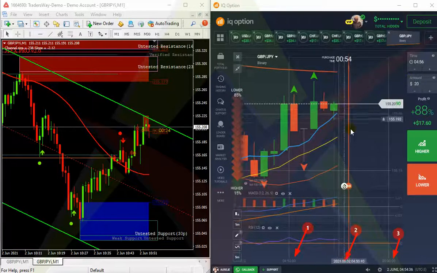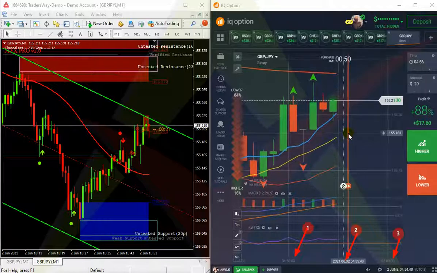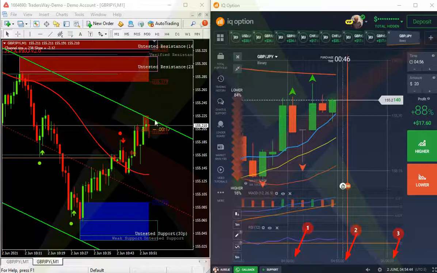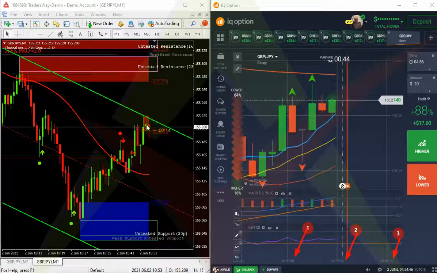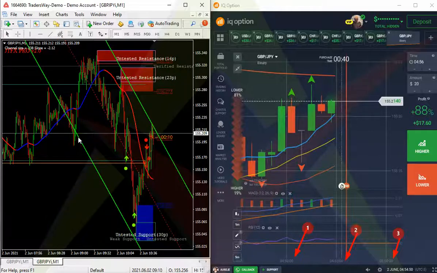So let's just see what happens. We're just about 20 seconds from the closure of this entry position. I like what I'm seeing because there's a strong rejection taking place. I'm just going to zoom out a little bit just to see where this reverses.